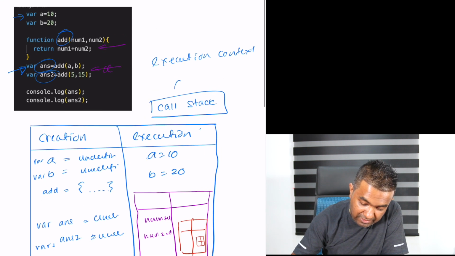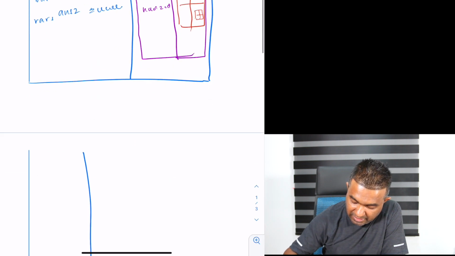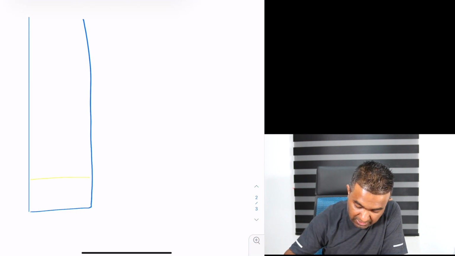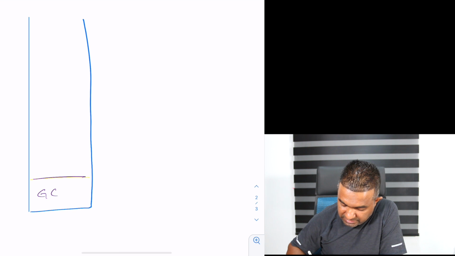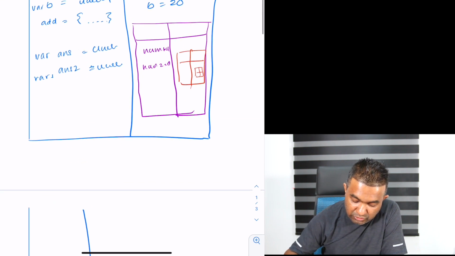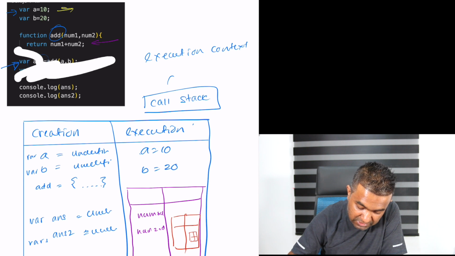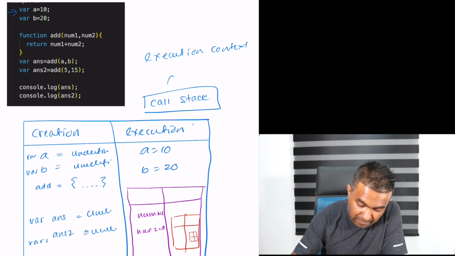Let's say here, in the first two lines, you have a global execution context, right? So now what happens is, whenever you invoke this add function in this line, right?